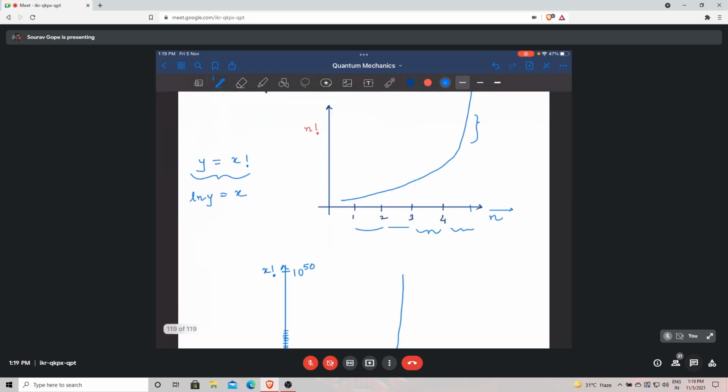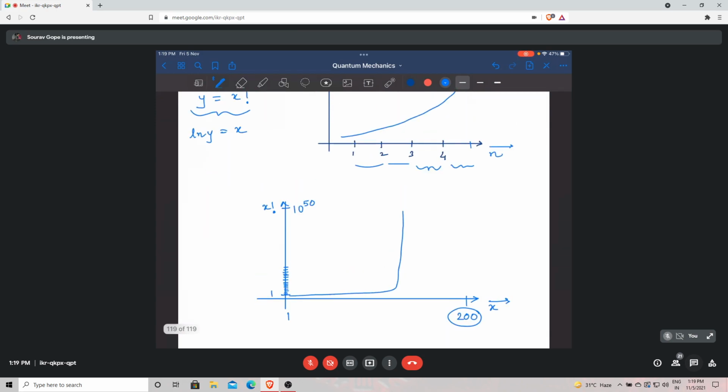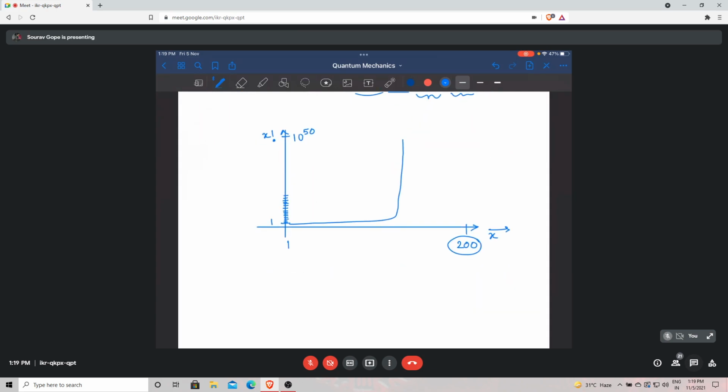Or suppose you don't do that, you just plot. The plot will be log y is equal to x, and there will be a beautiful plot. Just take the logarithm of 1, say this is 10, this is 100, and this is some thousand kind of thing.